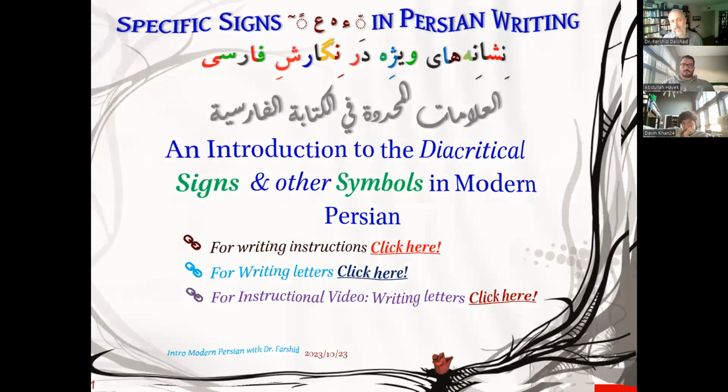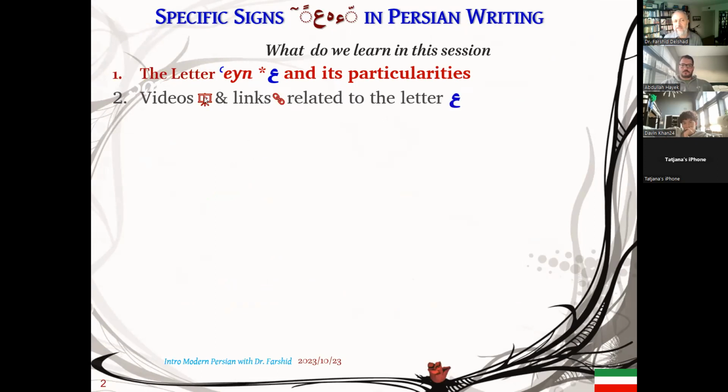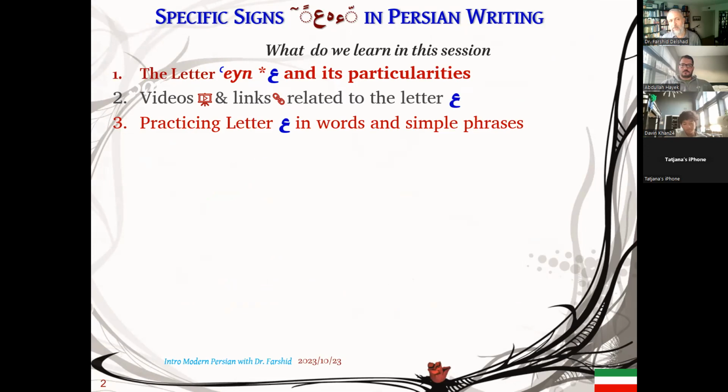So now what we are going to learn is the specificity of the letter ʿeyn in Persian. And there is a video that you can look at, that's the link here. And to write it, of course, that's not a problem because you already know how to write it. And then I'm talking about later on this PowerPoint on practicing the letter ʿeyn in words and simple phrases. It means how we would pronounce this letter in a word.